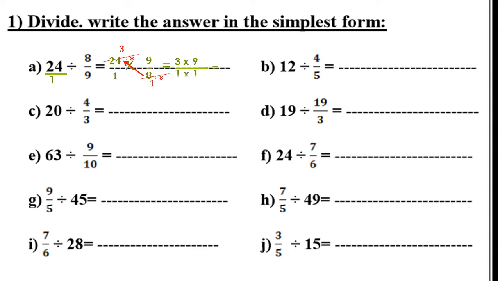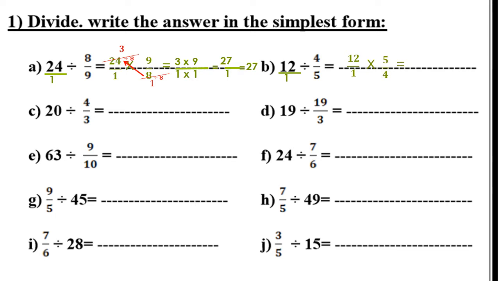Then up times up and down times down. 3 times 9 is 27. 1 times 1 is 1. So my final answer is 27. B. 12 divided by 4 over 5. 12 over 1 times 5 over 4.